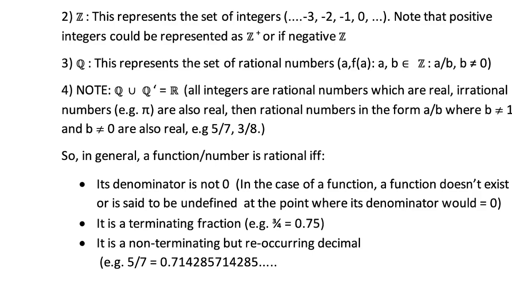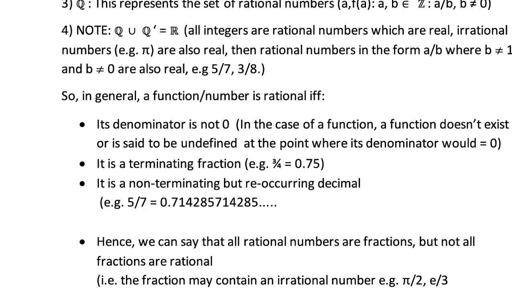So for example, 5 over 7, right? What is 5 over 7 in your calculator? 5 over 7 is 0.714285, 714285, it continues in that sequence, right? So you can see that is a reoccurrence. In the case of 1 over 3, we have 0.333, there is a reoccurrence and it is non-terminating. That tells you that that number is what? Rational. So hence we can see that all rational numbers are fractions, but not all fractions are rational.